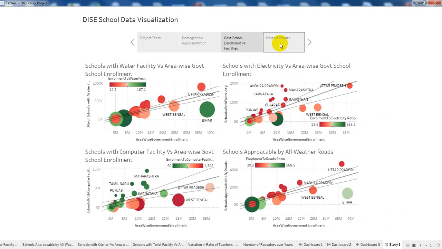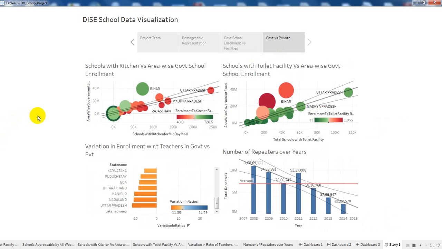Moving on to our last story point, in which we have looked into the midday meal program started by the government of India, and also we will be looking into the toilet facilities. In the case of schools with kitchen facilities, the enrollment to kitchen facility ratio is quite high in Bihar, Puducherry and Andaman and Nicobar Islands. So a school having a midday meal program or a kitchen facility attracts lots of enrollments.